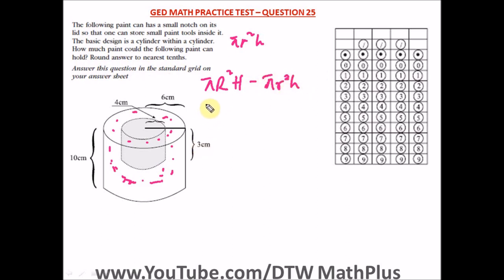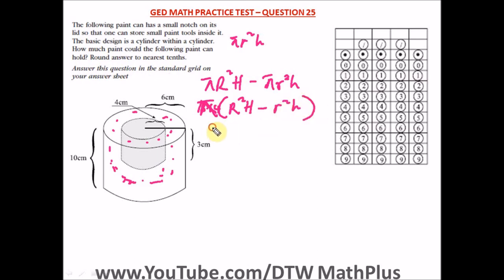From here, our pi is 3.14. Or we can just bring out pi as a shortcut. Bring out pi, and what are we left with? We're left with big R squared h minus small r squared h.